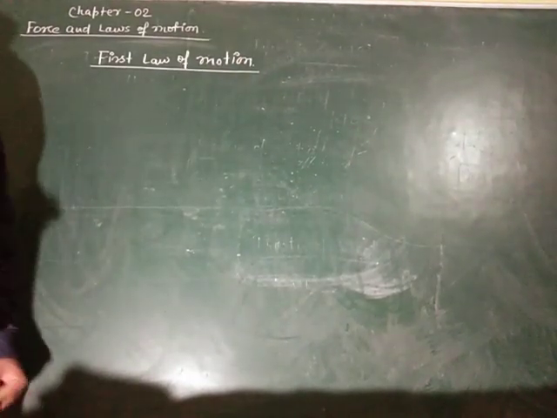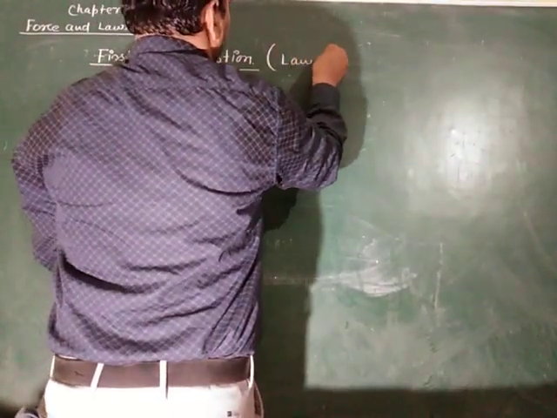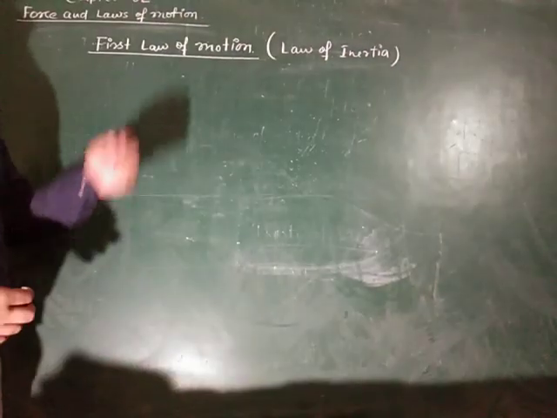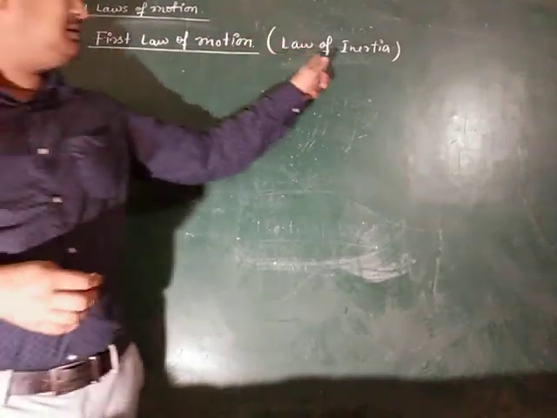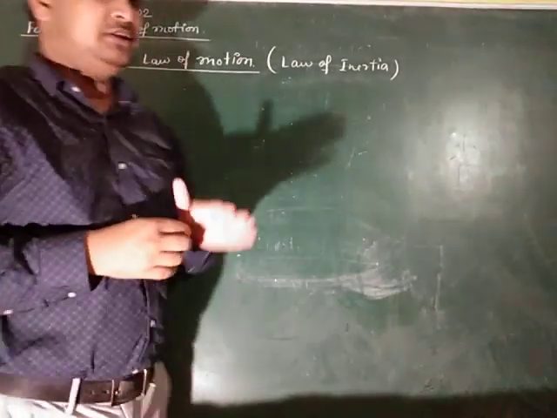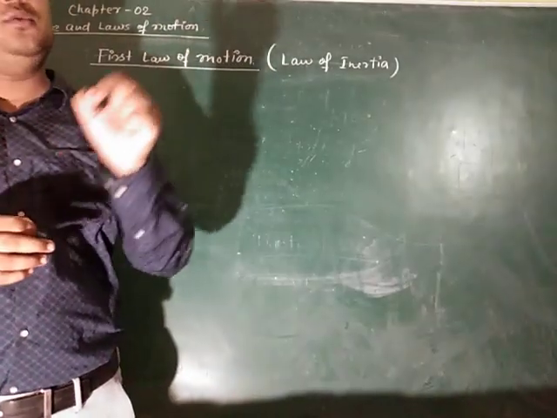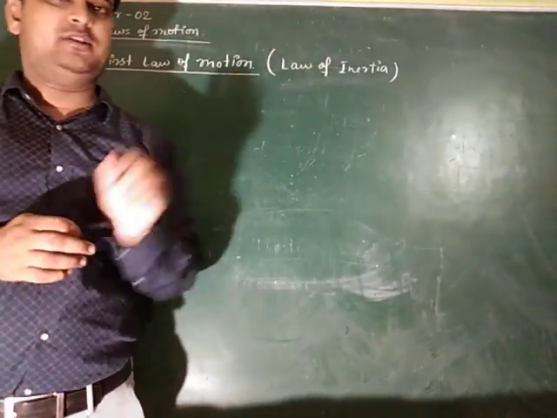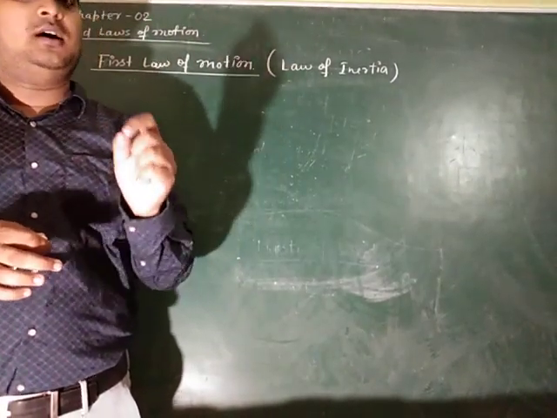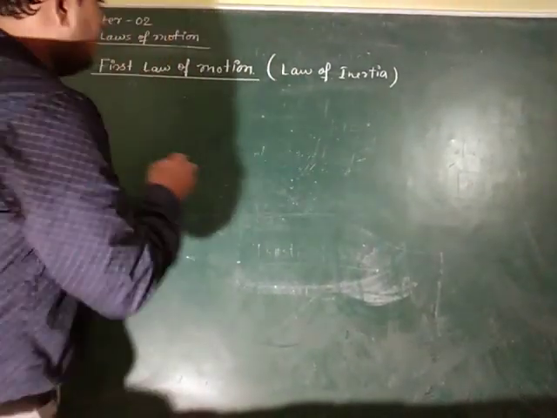First law of motion. This is also known as the law of inertia. Now we will discuss the first law of motion, that is also known as the law of inertia. According to this law, if a body is in a state of rest, it wants to remain at rest. If a body is in motion, it wants to be in motion until an external, unbalanced force is applied on it.